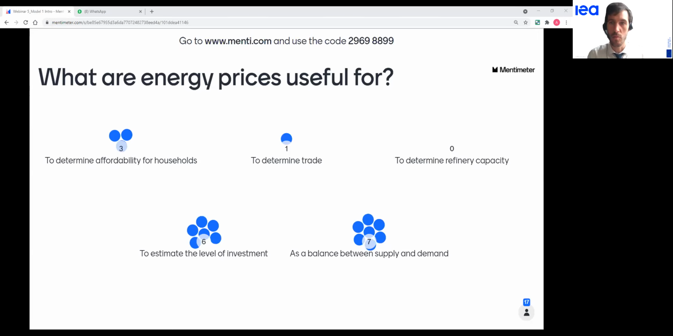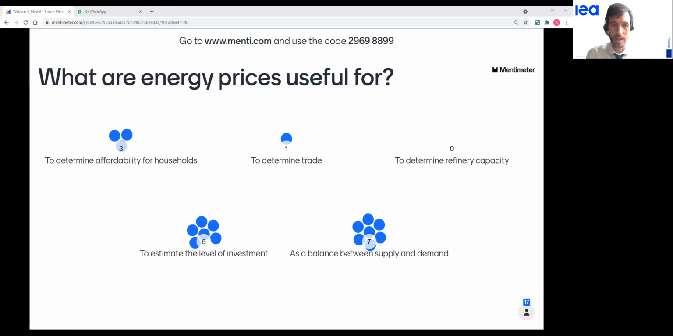If the price is too low, there will be little incentive for investors, or they will not make enough money for developing the resources. If the price is too high, the demand will be lower. So we simulate and we do iterations to find energy prices that will match supply and demand, and we'll enter more into the details in a second. But all answers are good, related to the level of investment and affordability as well as trade.